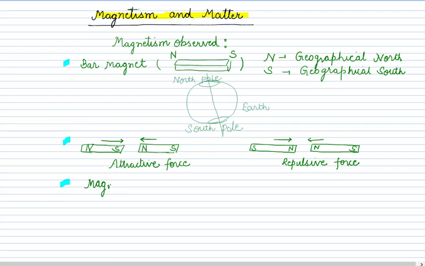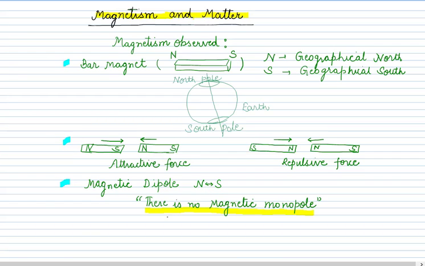Now whenever we talk about magnetic poles, we always say magnetic dipoles. We never talk of a magnetic monopole. Why is it so? Because whenever you have a magnet, you will have two poles, north and south. A single pole does not exist, that means there is no magnetic monopole. Now, why is it like that? Why is there no magnetic monopole? There is no magnetic monopole because we cannot isolate the north and south pole of a magnet.